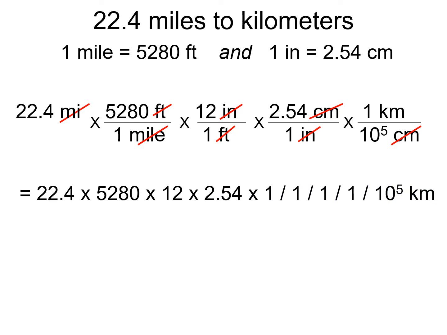So I take 22.4 times 5,280 times 12 times 2.54 times 1 divided by 1 divided by 1 divided by 1 and then divided by 10 to the 5th. And punch that in your calculator, you get 36.05 kilometers. Now again, I would like to mention we start with 3 sig figs. Technically this should be 36.1 kilometers, which would be 3 sig figs as well.